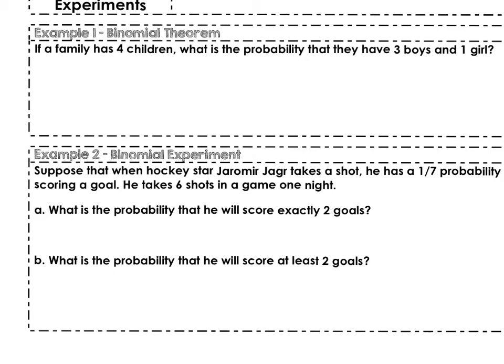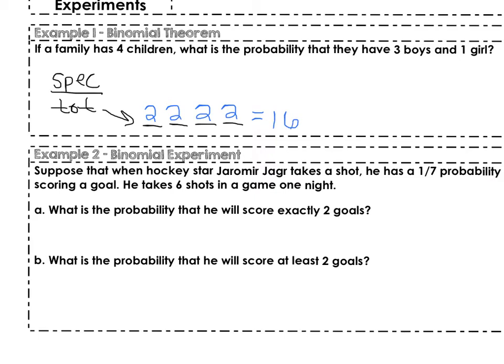Important fact to remember: with probability, we're still going to do the specific divided by the total. Now let's think about the total first. We're going to have 4 children, and we only have 2 possibilities for each of them: boy or girl, boy or girl, boy or girl, boy or girl. When we multiply them together by the fundamental counting principle, that gets us 16 possibilities.